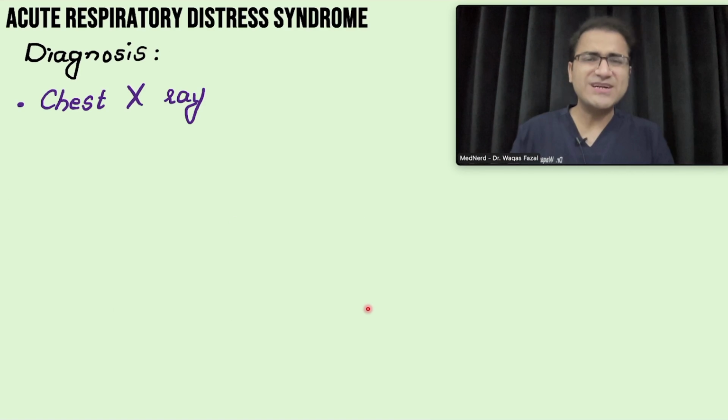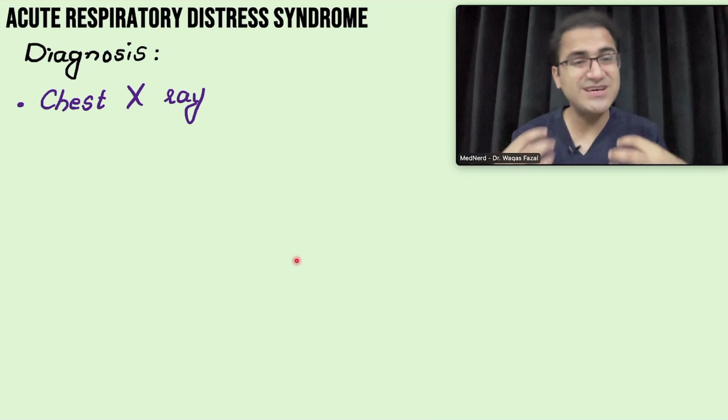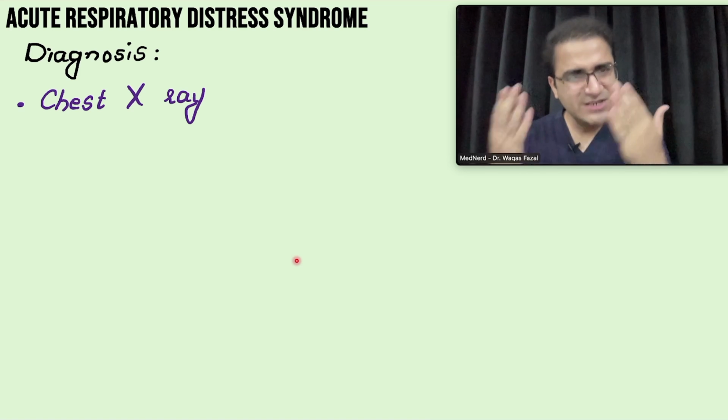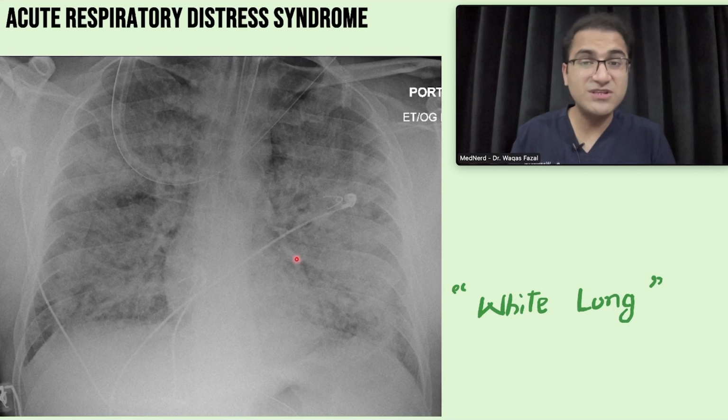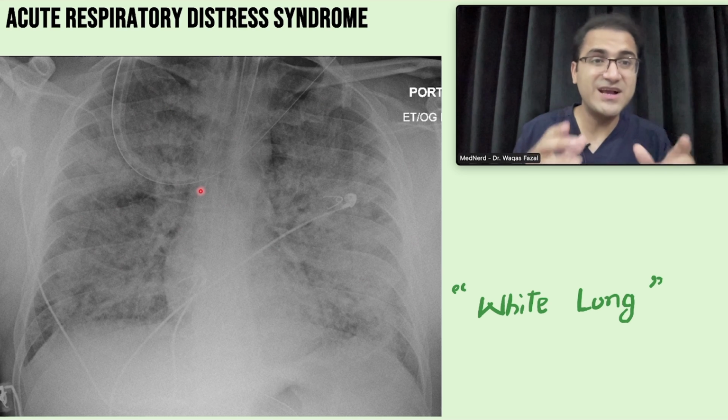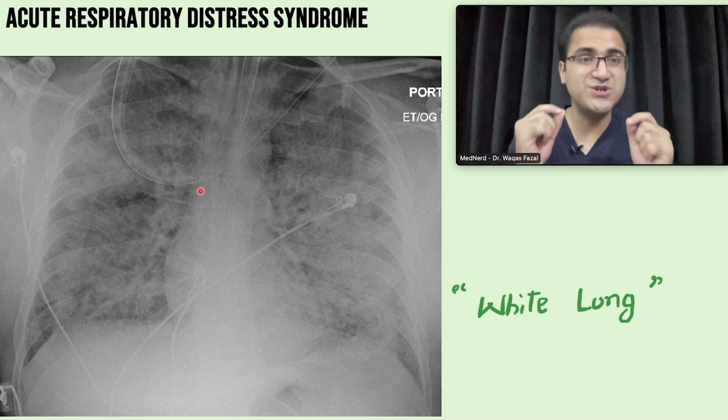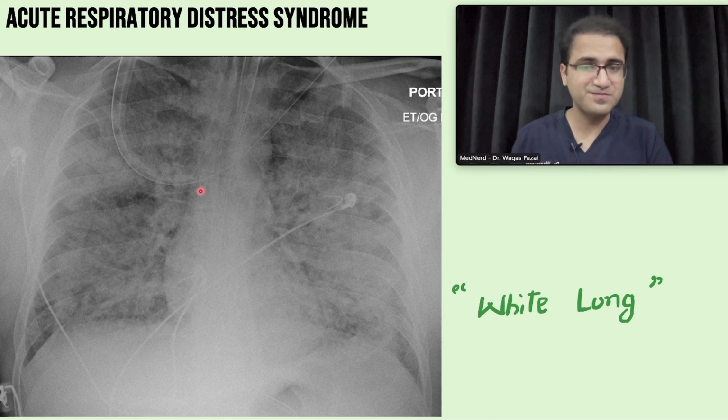The very important and the basic thing that you have to do first is chest x-ray. Whenever a patient gets sudden shortness of breath and you listen to the chest and there are crackles in the chest, it's very important that you do the chest x-ray. On the chest x-ray, you will see a white lung. A sudden onset diffuse white lung like this can only be due to acute respiratory distress syndrome.